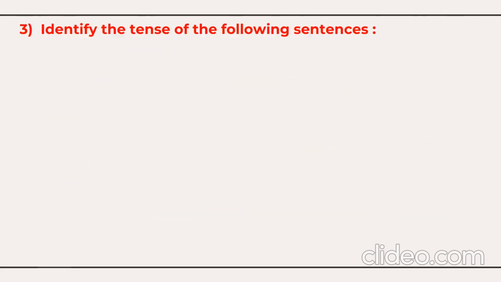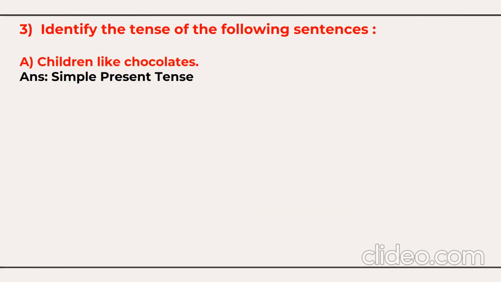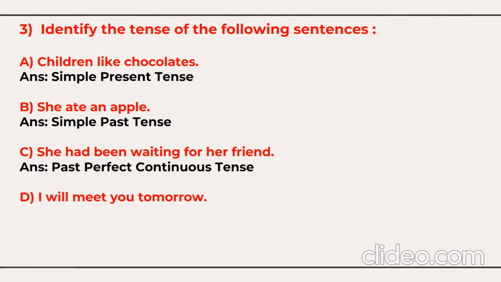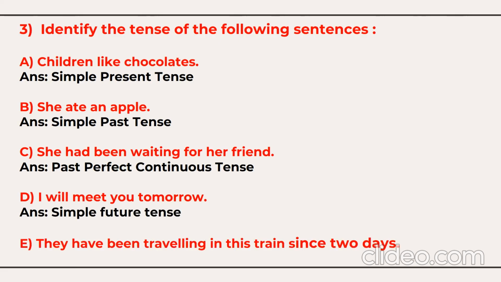Identify the tense of the following sentences. Children like chocolates, simple present tense. She ate an apple, simple past tense. She had been waiting for her friend, past perfect continuous. I will meet you tomorrow, simple future tense. They have been traveling in this train since 2 days, present perfect continuous tense. So tenses, 5 marks.